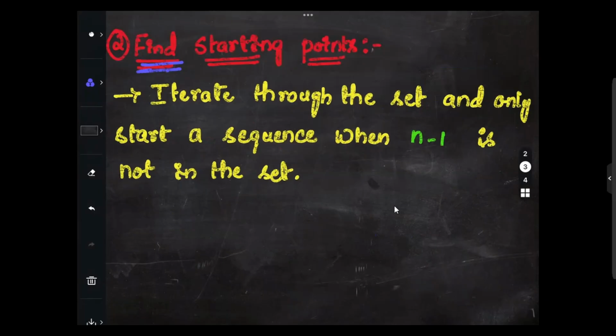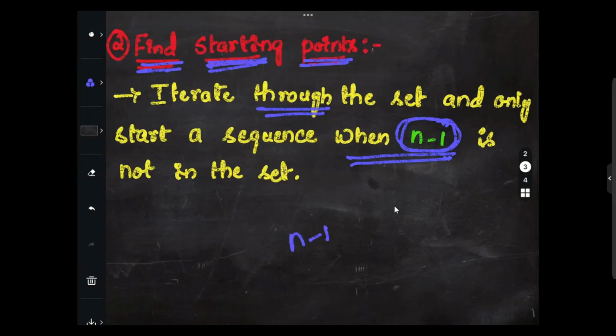So second step, we will find the starting point. We have to find the starting points, right? So we will iterate through the set and only start a sequence when n minus 1 is not in the set. Just keep this in mind. When n minus 1 is not present in the set, then only we have to start the sequence.